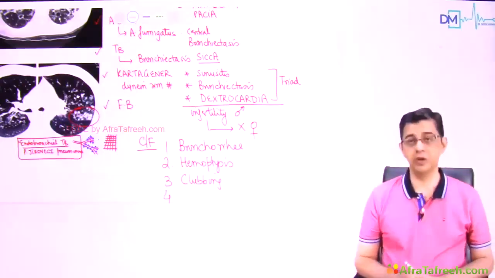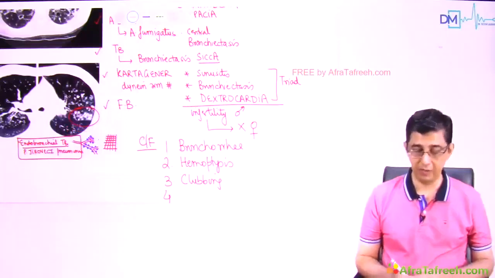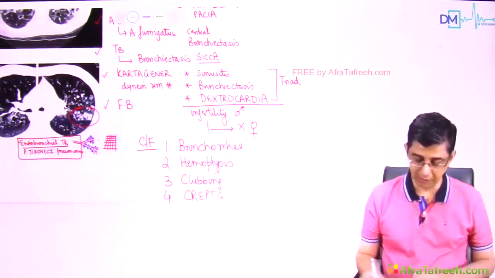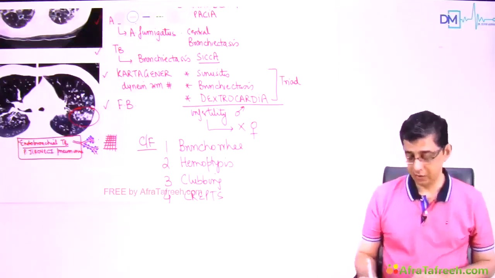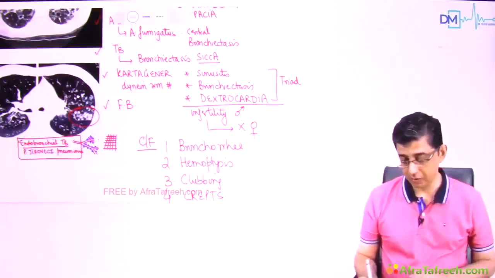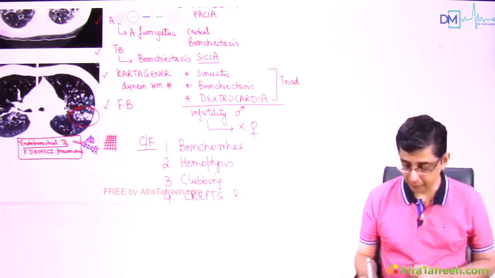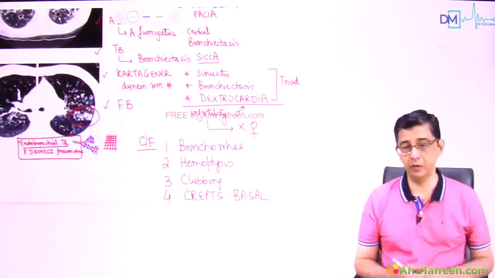And most importantly, because there is pus present, you could be hearing crepitations which are coarse crepitations, and these crepitations are mainly going to be on the lower part of the lung, that is basal, but at the same time they would be asymmetrical, left and right may not be equal.